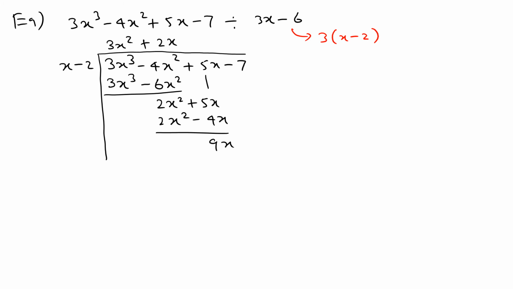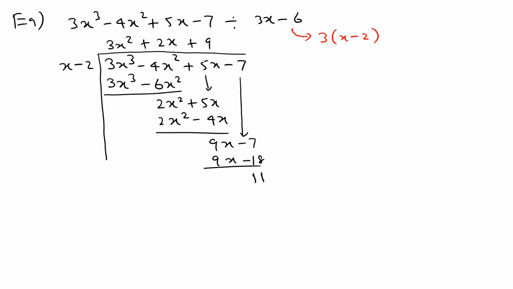Move the number down, so minus 7. You can see 9 is missing, so it is 9x minus 18. Change the sign and add, you get 11. So done. That's what you get.